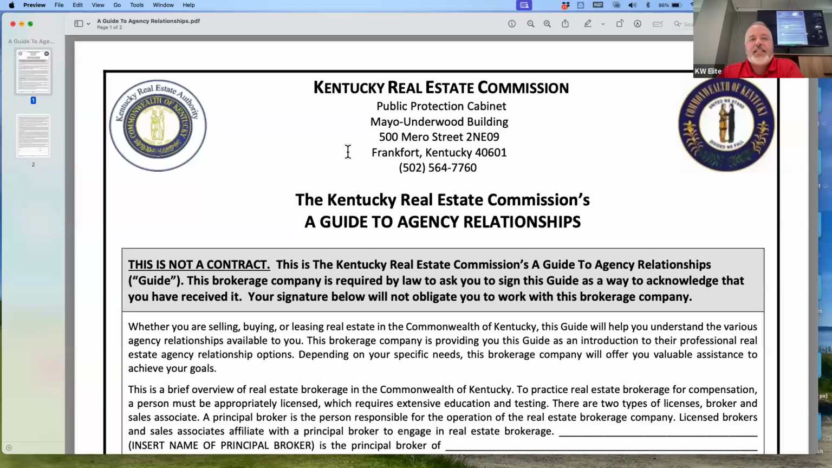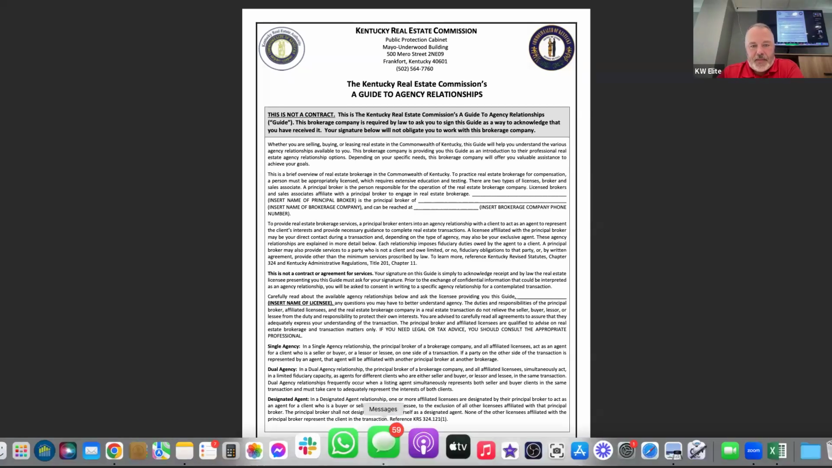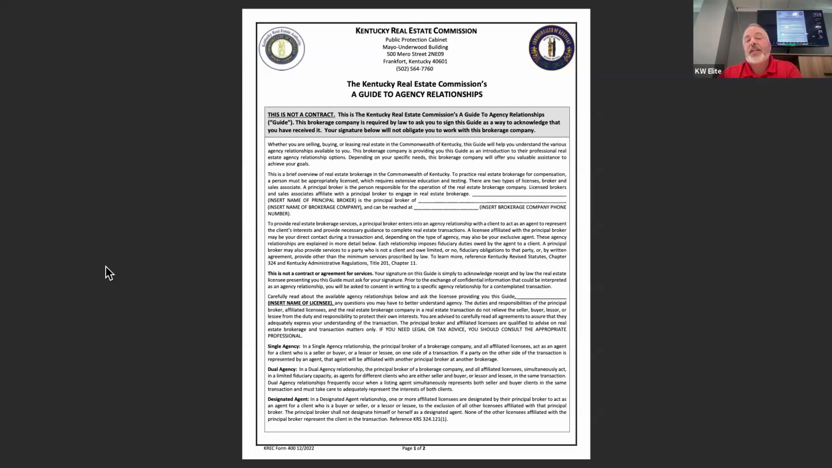First one is the Guide to Agency Relationships. Now, this should look very familiar to you. Make sure I am sharing my screen. Yes. So this is a KREC, the Kentucky Real Estate Commission regulated document, which means we have to use this document for everything. We can't use substitute documents, anything like that. Anytime the state requires a document and puts it in the statutes, you have to use that, long story short.